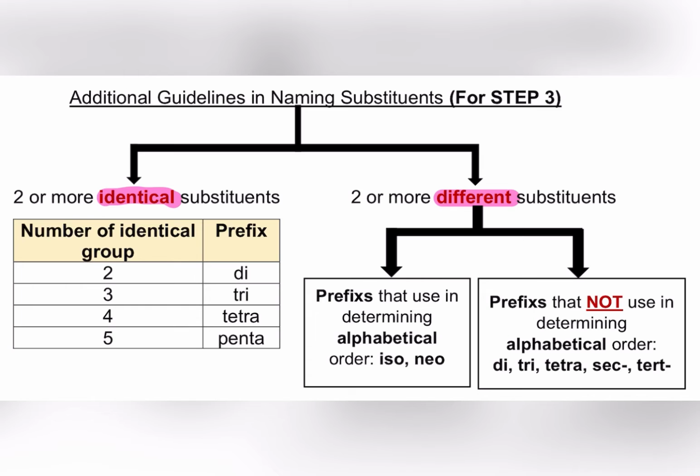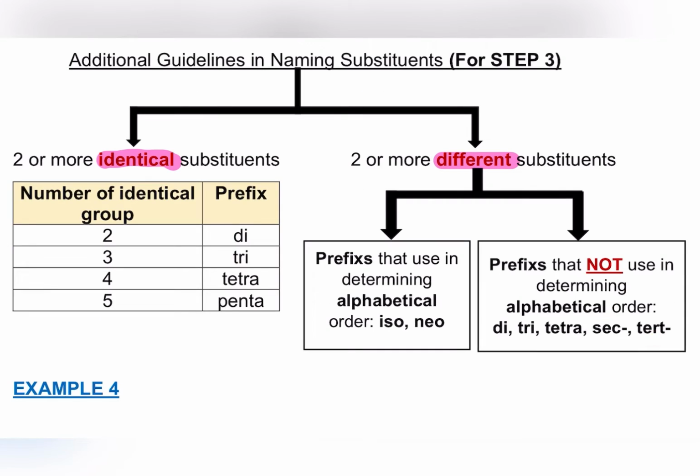However, you don't have to take note when writing the full name if you got di, tri, tetra, sec, and tert in front of your alkyl group's name. For example, you got sec-butyl and you got methyl. For sec-butyl, you are going to take the alphabet starting from B, not S. And for methyl, you are going to start from M. So which one goes first? Sec-butyl will go first, not methyl.